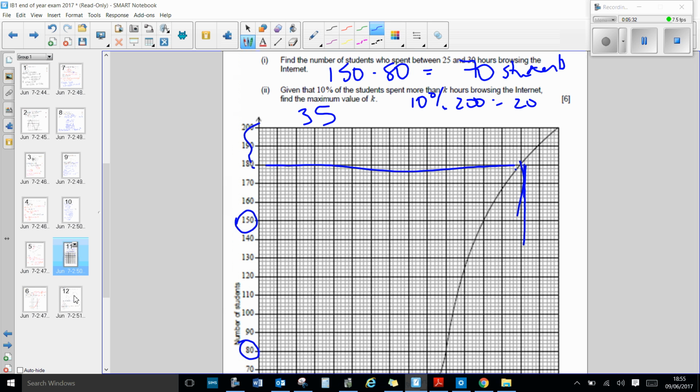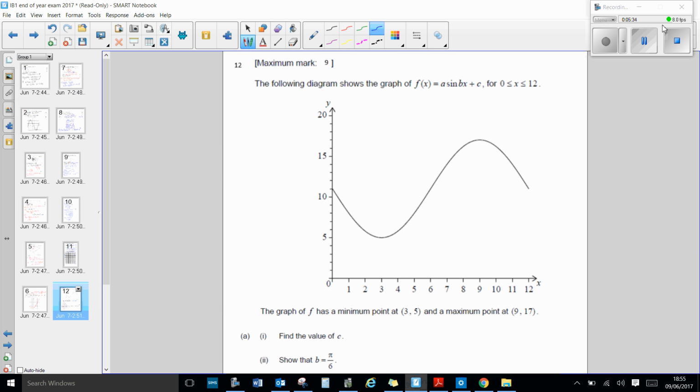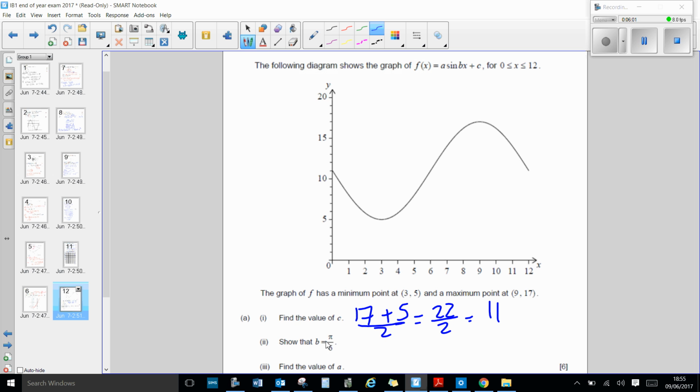Oh, one more. Let's hope we do this quickly. It has a minimum point at 3.5, and the maximum point is given. Find the value of C. C is the midpoint, so we add our two y values and divide by 2. So it's 17 plus 5 divided by 2, that's 22 divided by 2, which is 11. So C is 11.